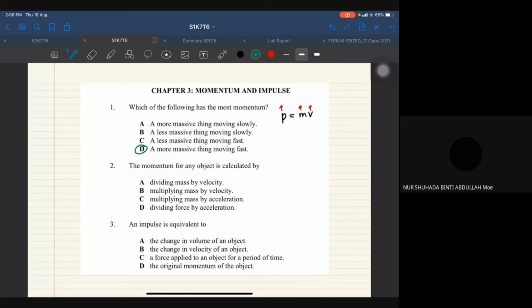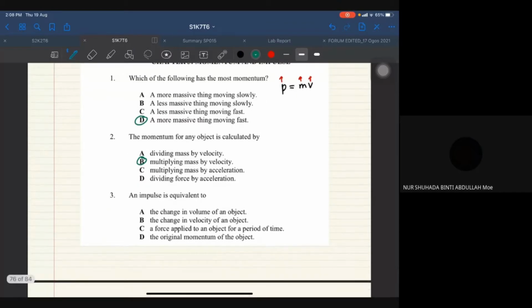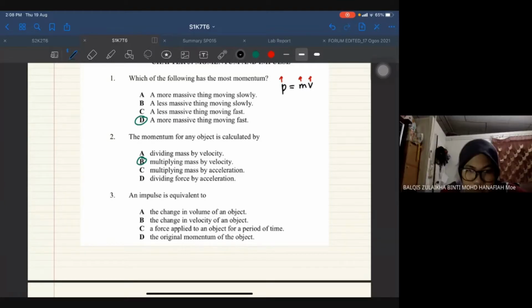Okay, question number 2, the momentum for any object is calculated by, okay, this one I already wrote down the formula just now. It will be mass multiplied by the velocity. So the answer would be B. Sorry, just now D, this time B. Okay, an impulse is equivalent to what? A force applied to an object for a period of time. C. So J is equals to F delta T. This one is actually represented by the answer C.